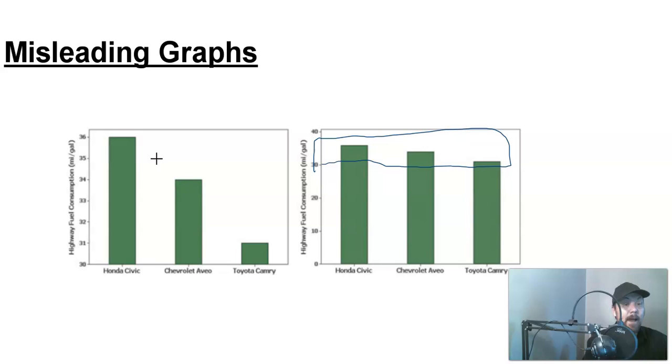So this looks like a dramatic difference between these two, but really when you put 0 in the picture and you zoom out and you look at it from the proper perspective, you realize there's not much difference between Honda Civic and Toyota Camry. All right. So again, Honda might want to give you this graph because it makes them look much better than Toyota Camry. But if we're trying to be honest with ourselves about what the data actually shows, this is the graph that we should look at.